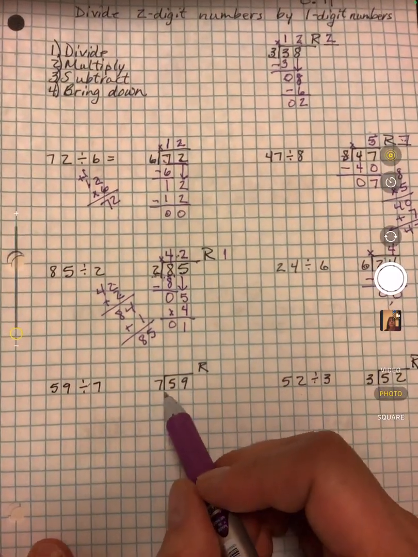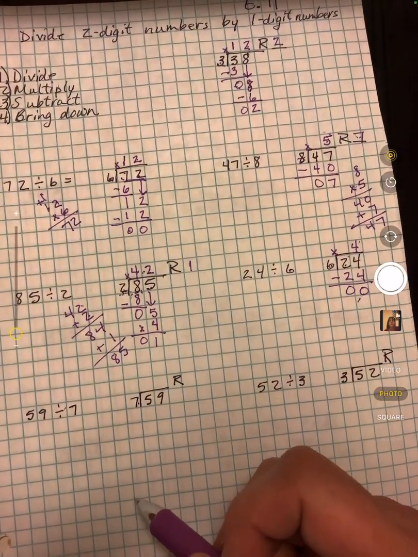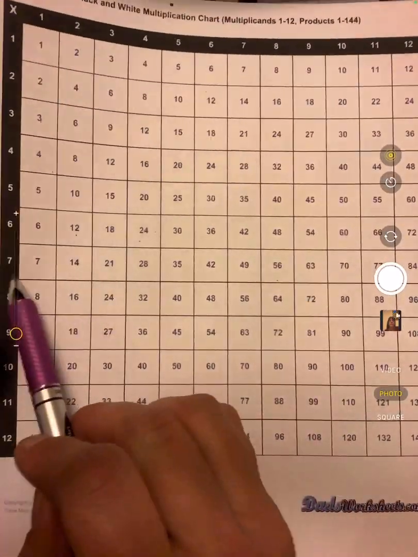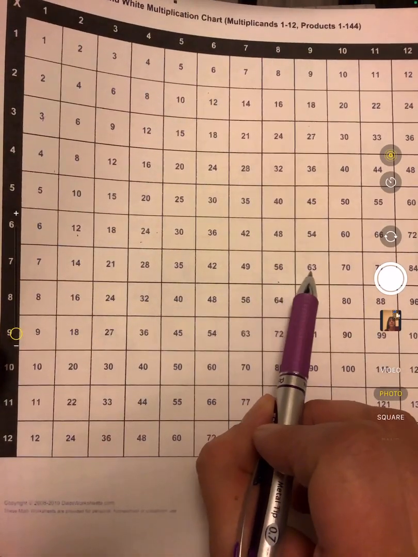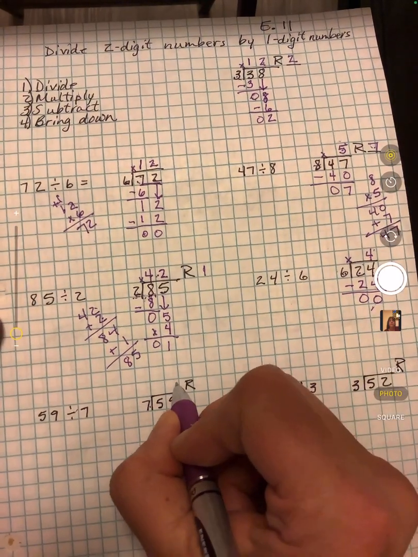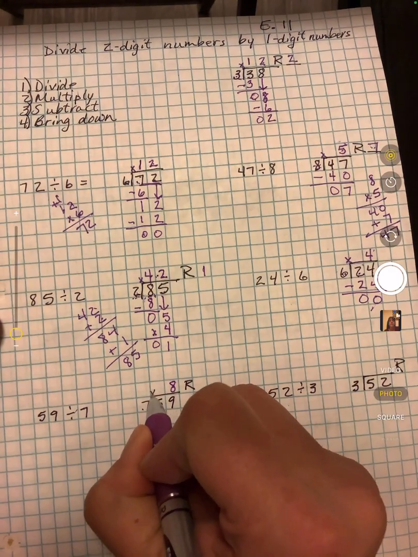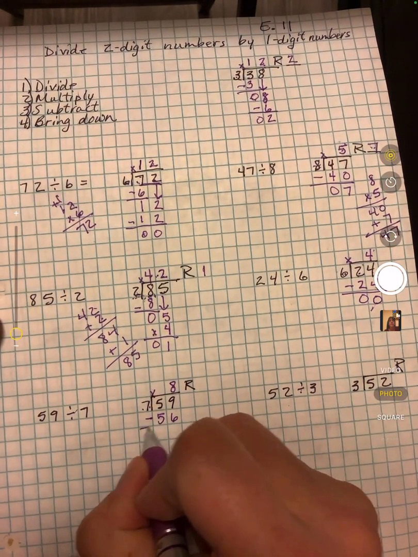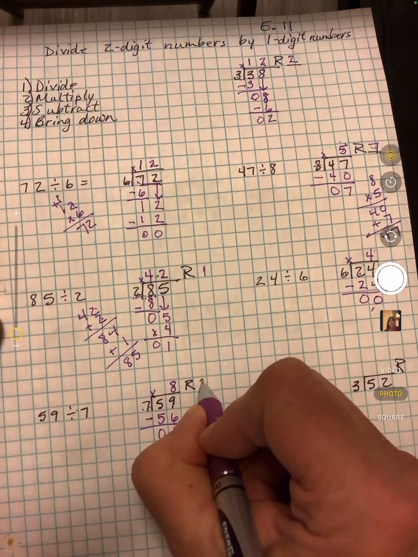Okay, 59 divided by 7. Can I put 7 into 5? No, I can't. So I'm going to put 7 into 59. We go across our 7's. Get as close as we can. 63 is too high. 56 is going to be as close as we can get. So that's 8 times. We put our 8 right there. 8 times 7 is 56. 9 minus 6 is 3, and then you have 0. So we have a remainder of 3.